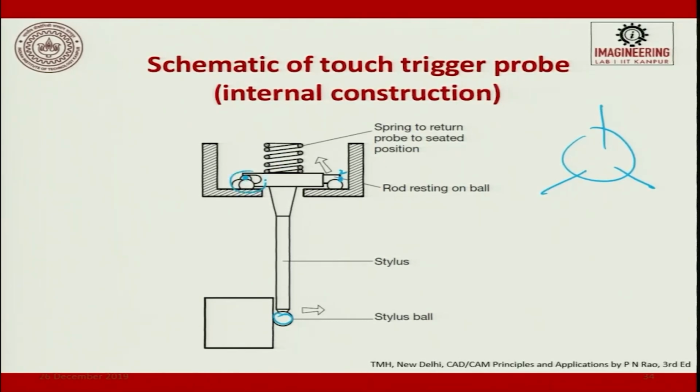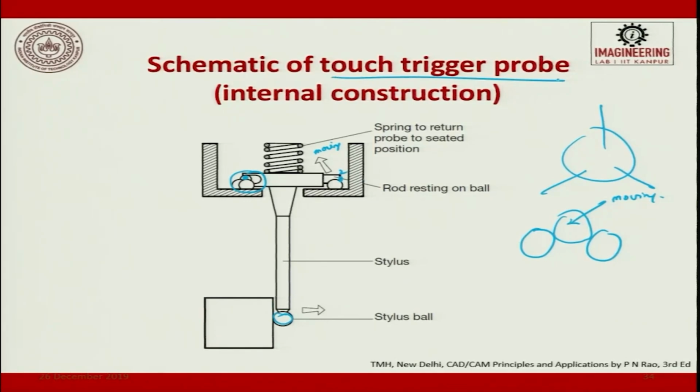If you look at this portion, you will have 2 balls which are attached to the rod resting on it, and then you will have a cylindrical surface which comes from the moving surface. If I talk about this as the moving part, this will disconnect, and the moment there is a disconnect, it immediately records the data. This is the internal construction of the touch trigger probe.